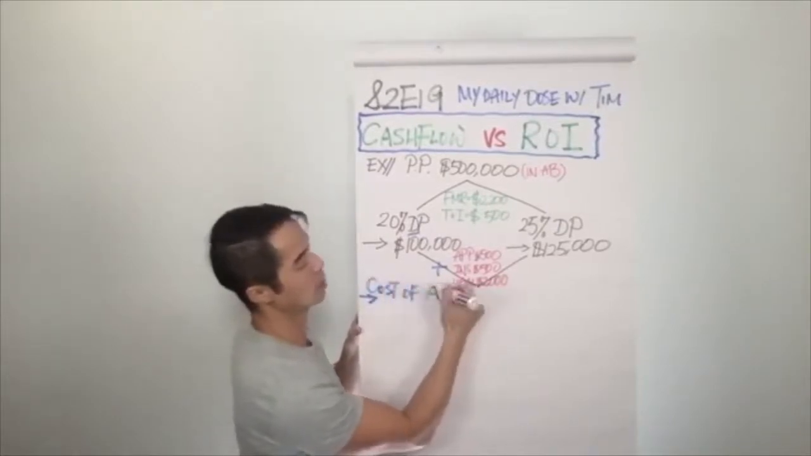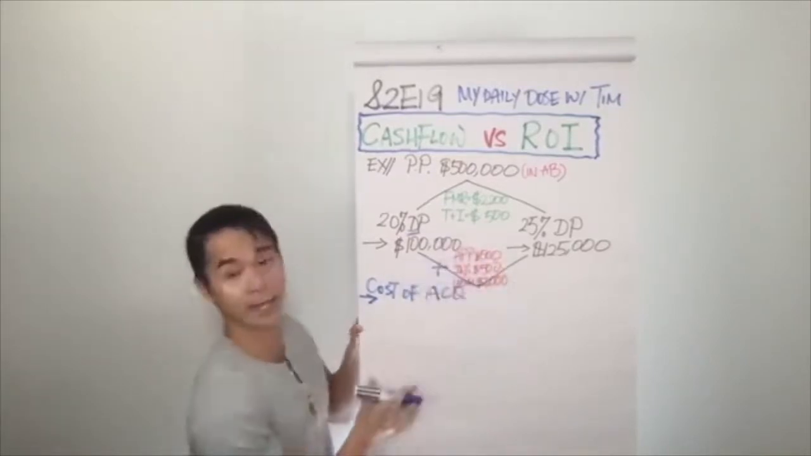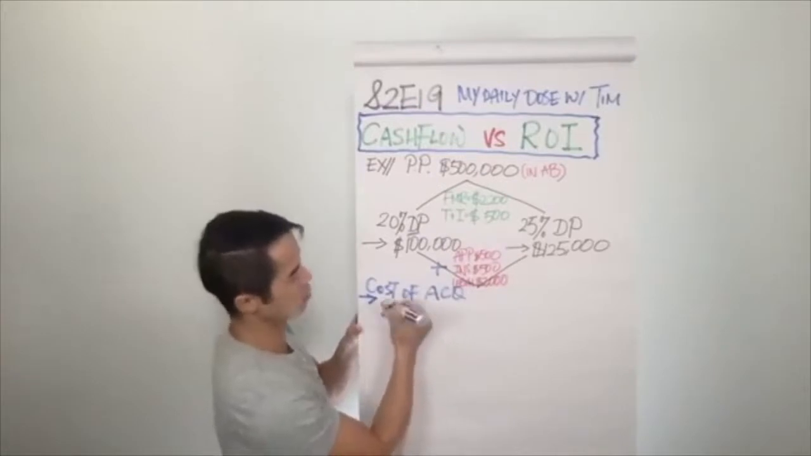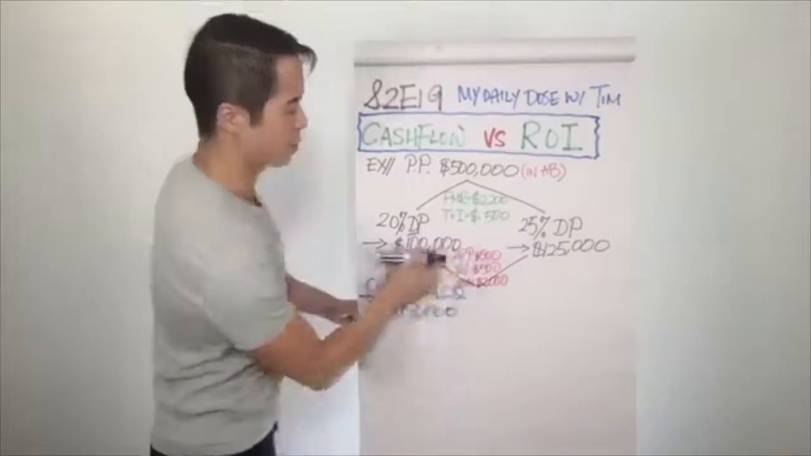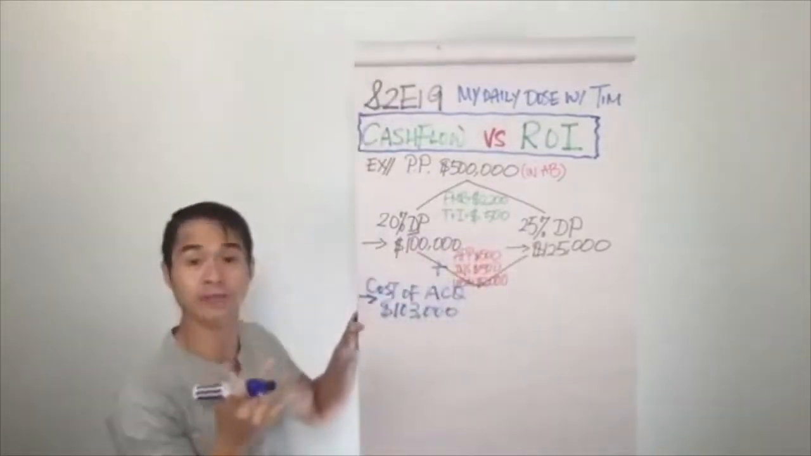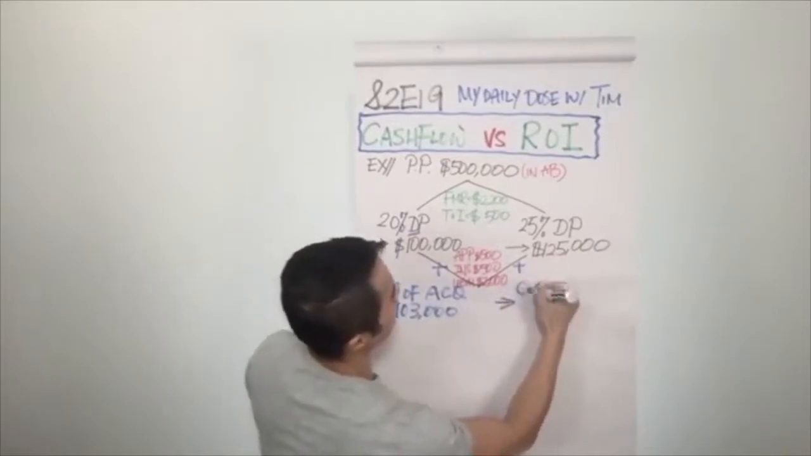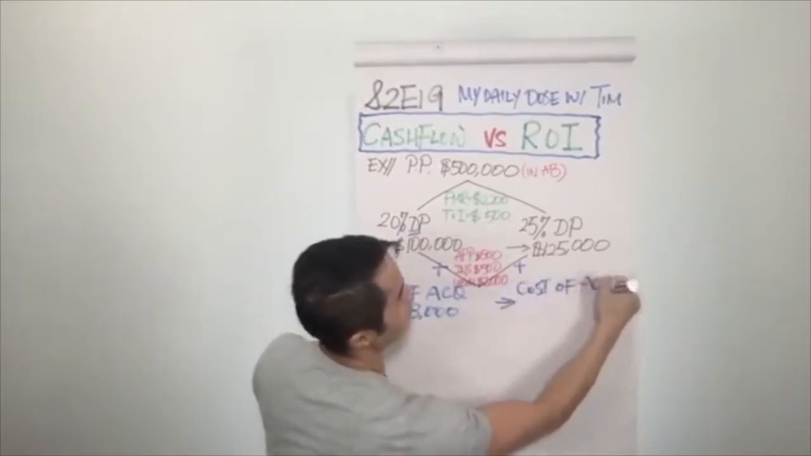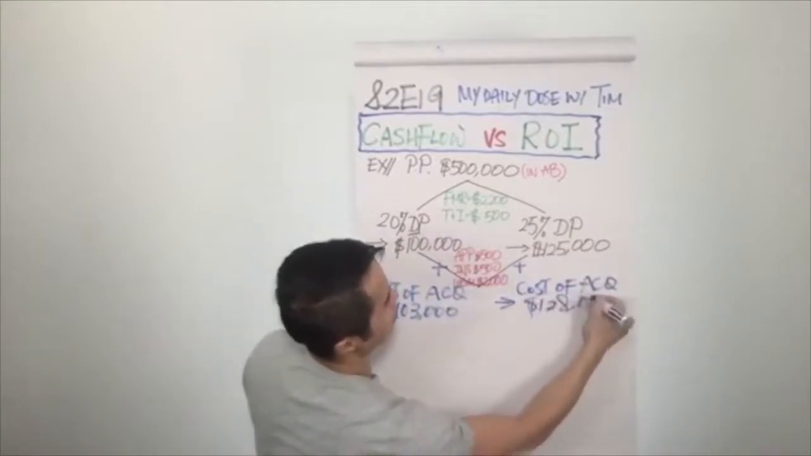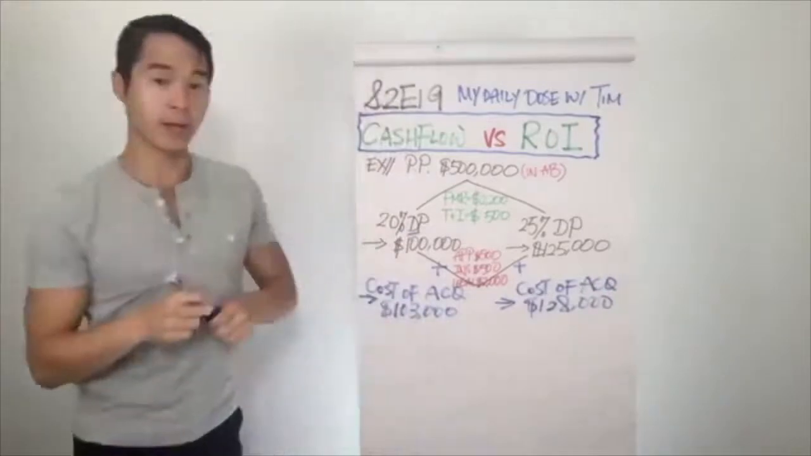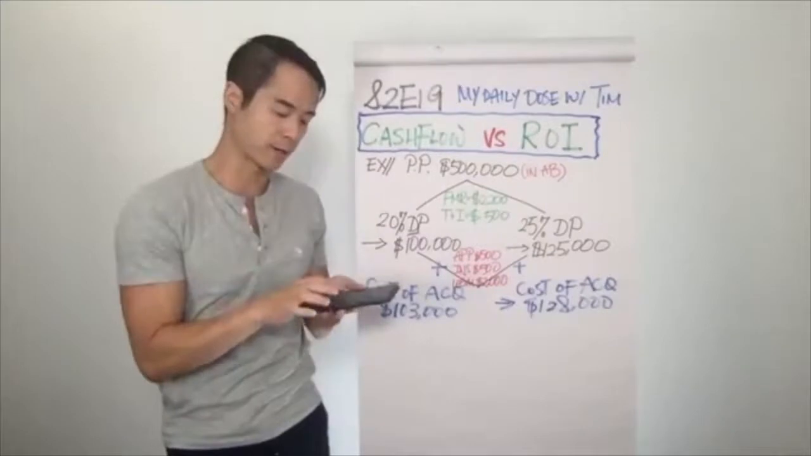I'm just going to call it cost of acquisition here, is all these things added together. So you have a total of $103,000 right here. And on the other side, if we're doing 25% down, then we have a total cost of acquisition on this side of $128,000, okay?